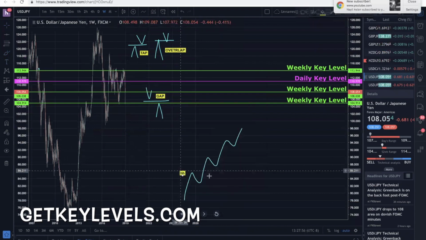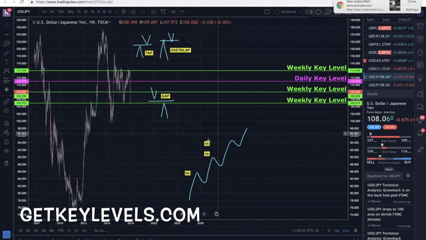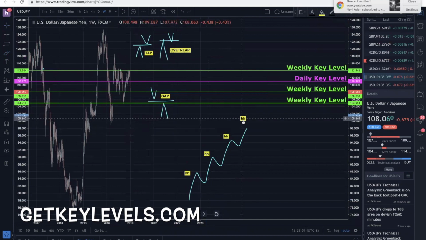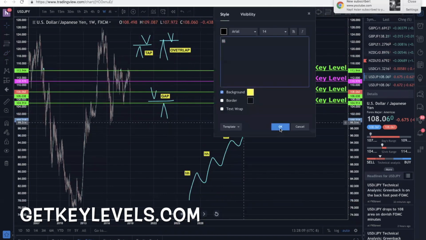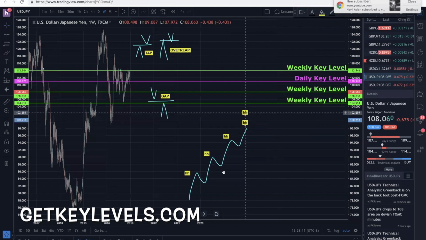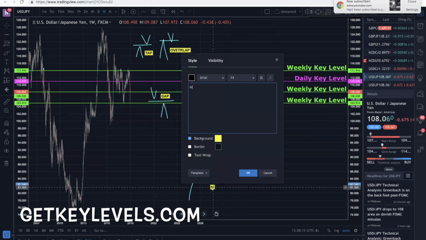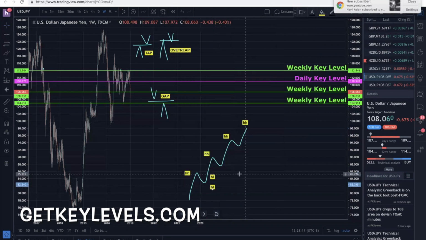HH for higher high. And this is communicating that each high point is higher than the previous high point. And that's what we look for in an uptrend. And we also see higher lows, okay? So HH for higher high, that's going to be HL for higher low, okay?